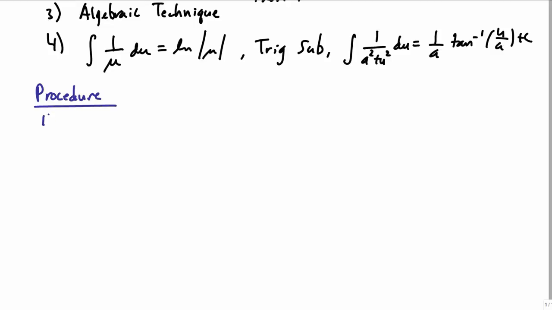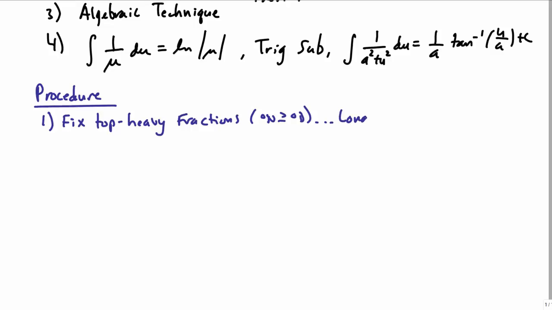The first thing that we'll do is go ahead and fix any top-heavy fractions. Now, when we talk about top-heavy fractions, that means basically that the degree in the numerator is greater than or equal to the degree in the denominator, and we fix this by long polynomial division. I like long polynomial division, but I don't know if we'll get to do a problem with one of these today or not because they do take quite a while.